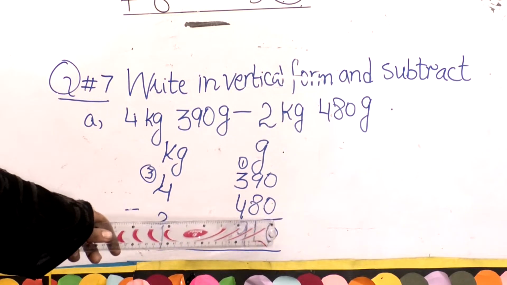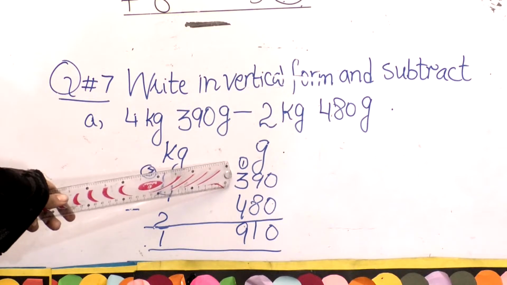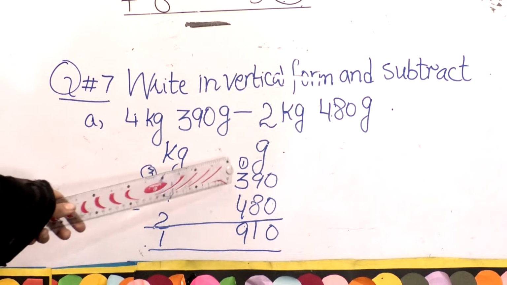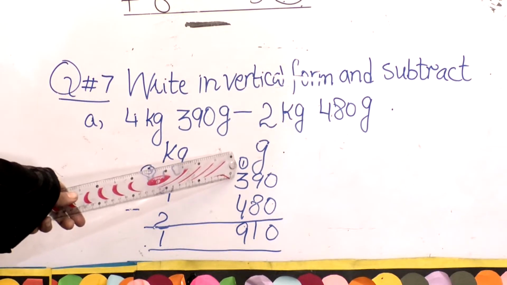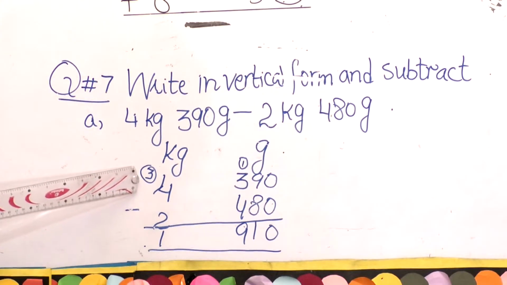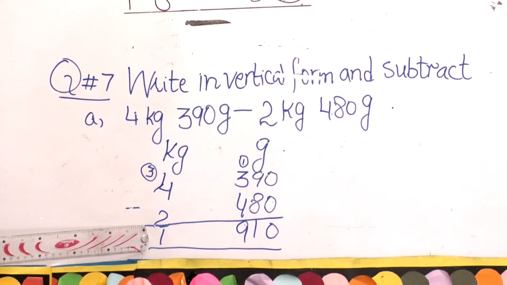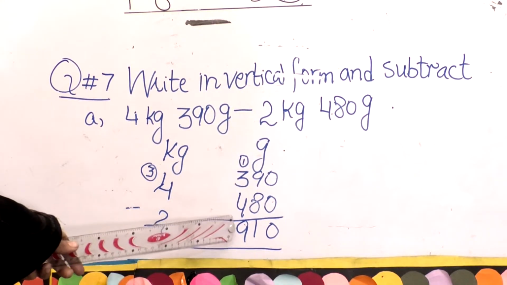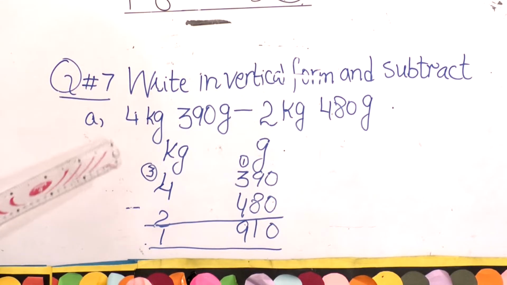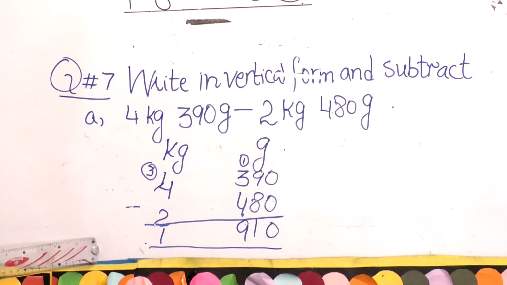0 minus 0 will become 0. 9 minus 8, 1. Since here we have 3 and we have 4 here, we will carry one number from this side. So it becomes 13. 13 minus 4 will become 9. Here we are left with 3. So 3 minus 2 will become 1. So your answer will be 1 kilogram 910 grams. So in this way you can also solve the remaining questions following the same procedure of subtraction.